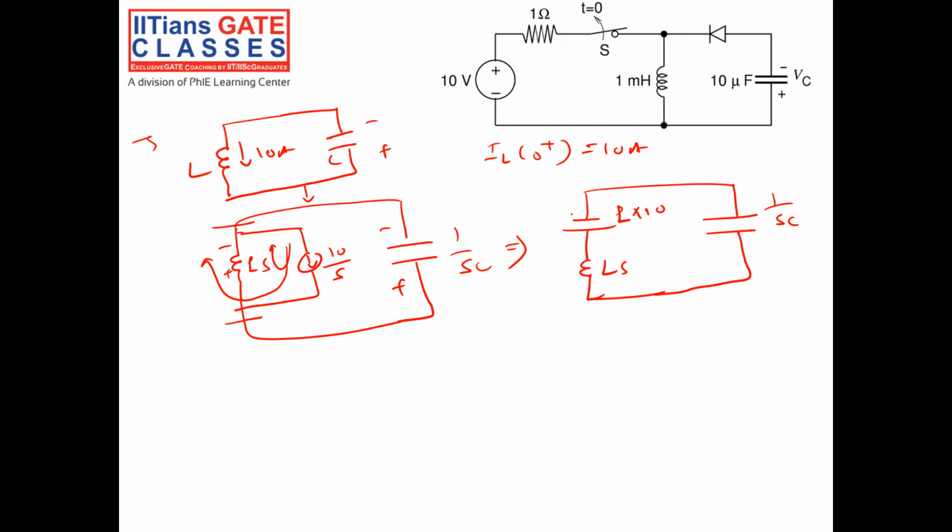So now this is the equivalent circuit in the Laplace domain. Let me repeat again. Since there is an initial current of 10 ampere flowing, there is a current source of 10 by S, and the impedance of this inductor is Ls. Then I can convert this impedance Ls in parallel with the current source into an equivalent voltage source in series with the impedance. Is it clear?